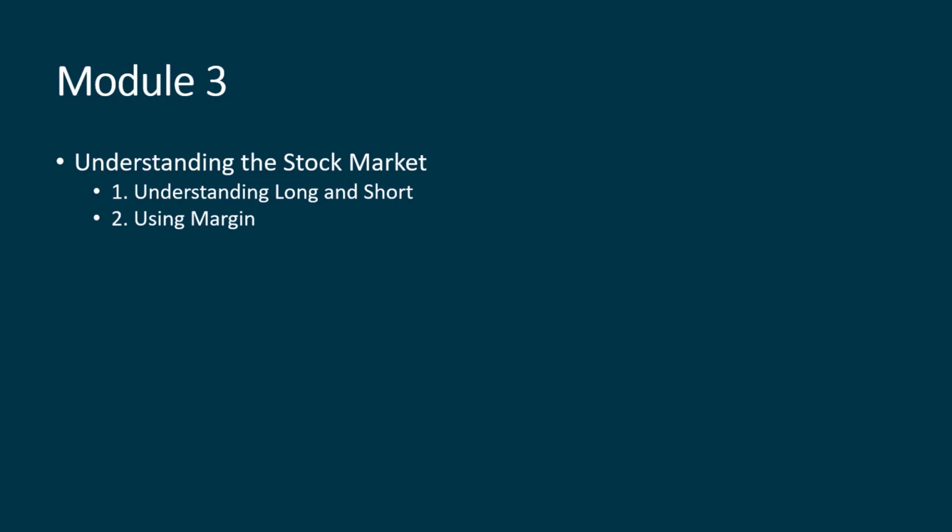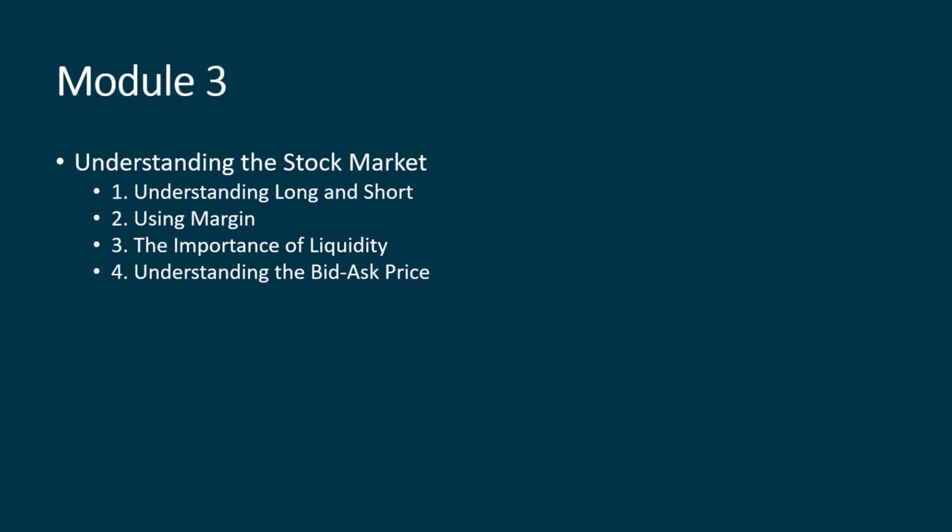I talk about using margin, which is the ability to use borrowed money to hopefully enhance your returns, but it also enhances your risk. I talk about the importance of liquidity, the ability to get in and get out quickly. Then I go through and talk about the bid-ask price and the bid-ask spread.